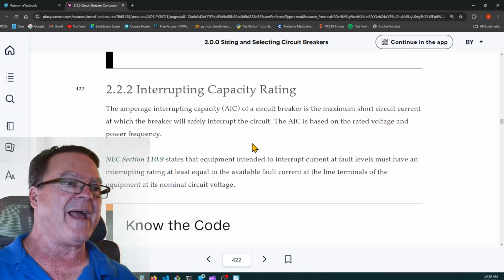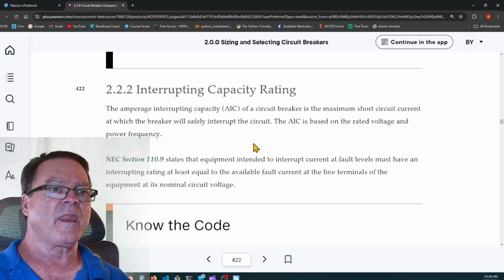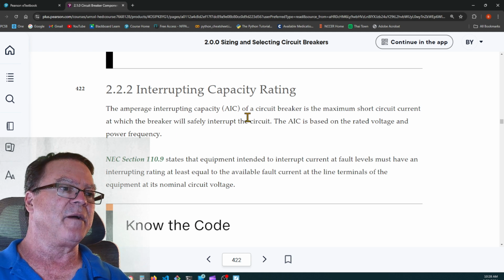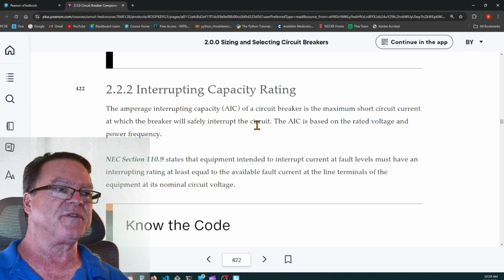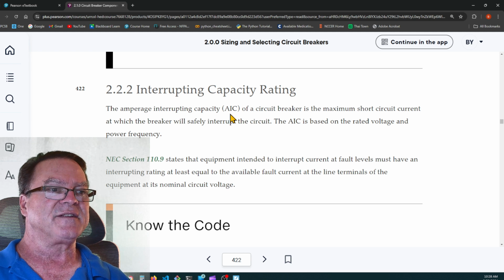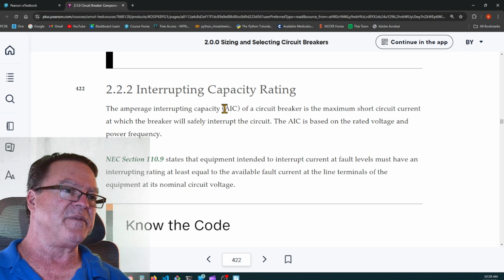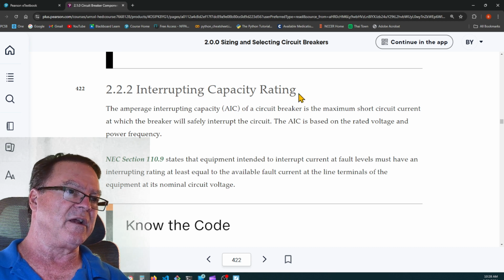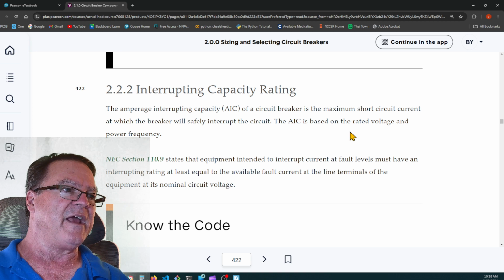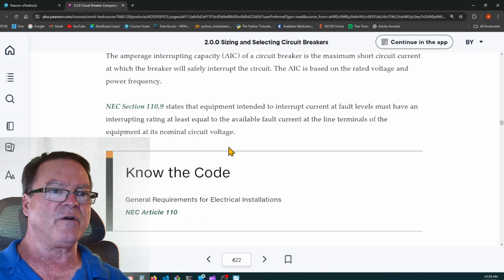All right. Interrupting capacity rating. The amperage interrupting capacity of a circuit breaker is the maximum short circuit current at which the breaker will safely interrupt the circuit. So that's the interrupting rating. It might be stated as AIC, might be stated as IC. They might even spell it out and say interrupting rating. So AIC is based on the rated voltage and power frequency.